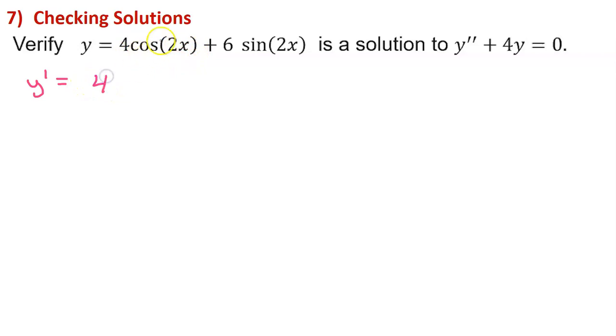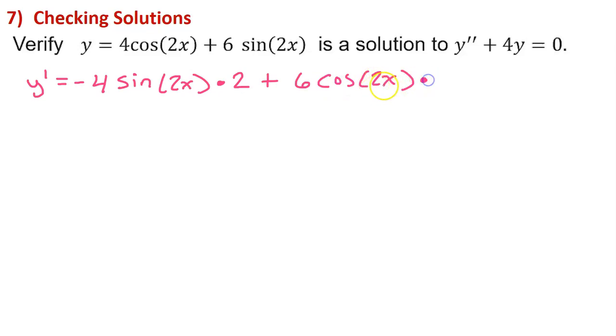I'm going to just bring down the 4. The derivative of cosine is negative sine. So I'm going to put negative sine 2x. But because this is not just an x, I need to do the chain rule and multiply by the derivative of the inner function, which is 2. Moving on, I'm going to bring down the 6. The derivative of sine is cosine, so I will write cosine of 2x. And again, because this is not a plain x, I need to do the chain rule and multiply by the derivative of 2x, which is 2.